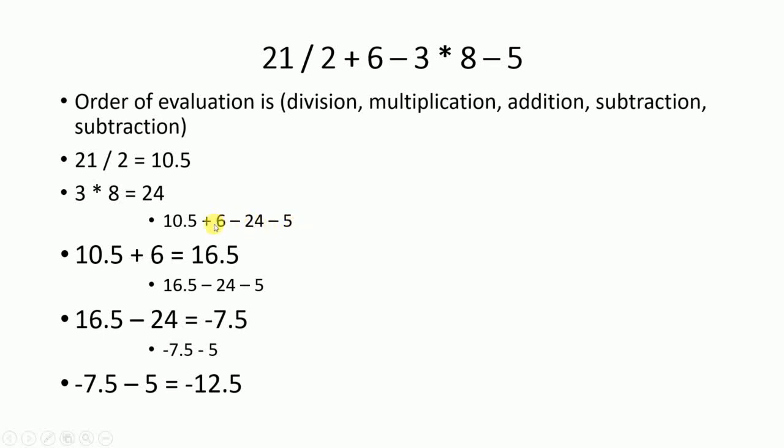Now I have addition and two subtraction operations. Addition will be performed first, because addition and subtraction have the same priority, and you have to go from left to right. So this is the left operation, left side. 10.5 plus 6 is 16.5. Then 16.5 minus 24 is minus 7.5, and minus 7.5 minus 5 is minus 12.5.